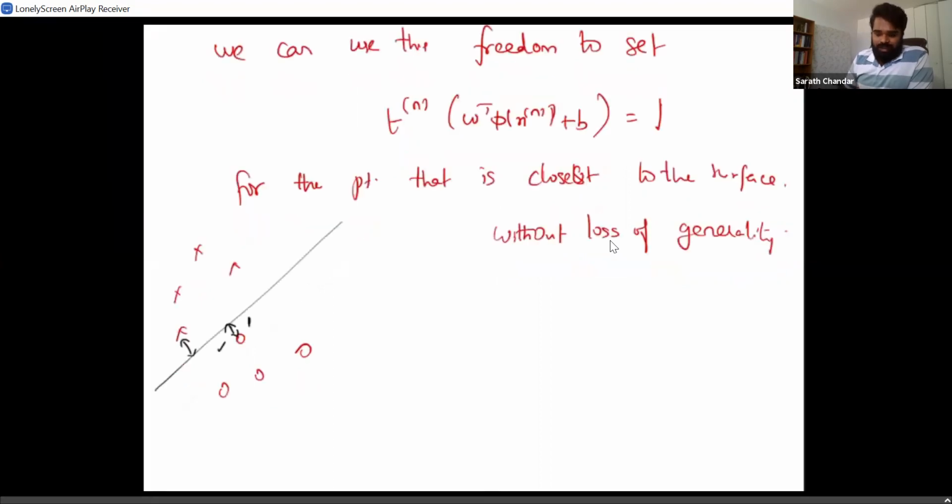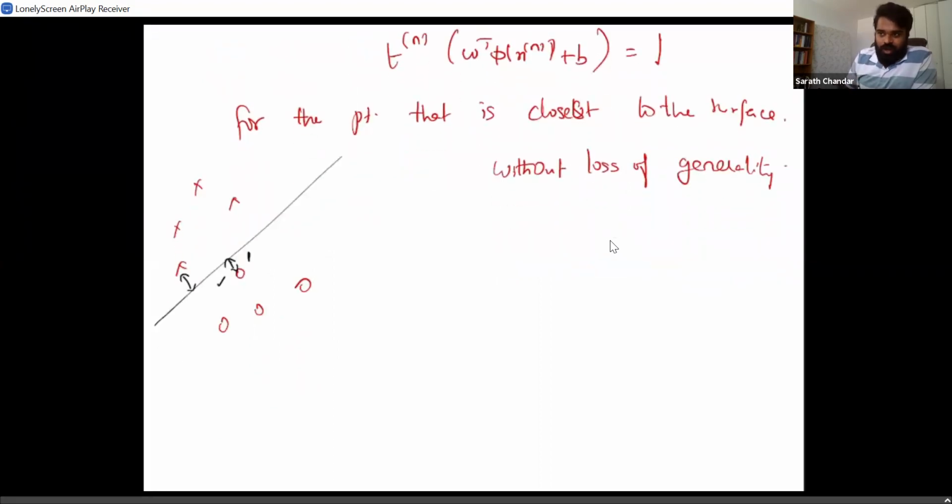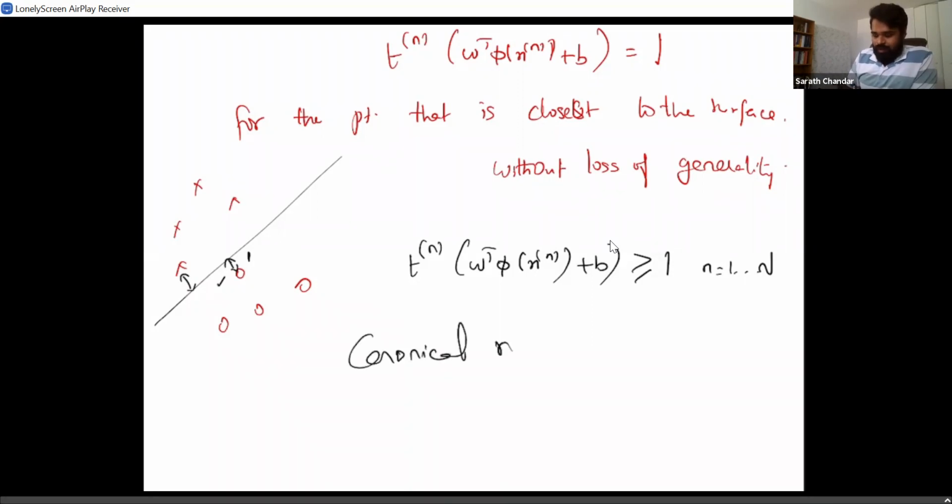In this case, all the data points will satisfy the constraint that t_n (W transpose phi of x_n plus b) is greater than or equal to 1. It is equal to 1 for the examples on the margin, and greater than 1 for every other example. This representation is known as the canonical representation of the decision hyperplane.